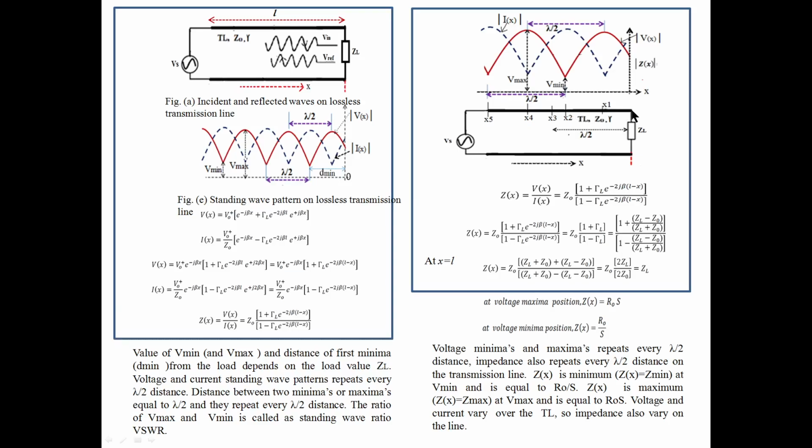Somewhere, for example, I am moving from the load ZL. What is the impedance here? Here we know that it is R naught into S. But at some distance here, 0.1 lambda, what is the impedance? For example, I want to know the impedance here. The impedance is not equal to ZL, it is something else. What is that value? If you move some distance, what is the impedance? We should use this equation to calculate it.